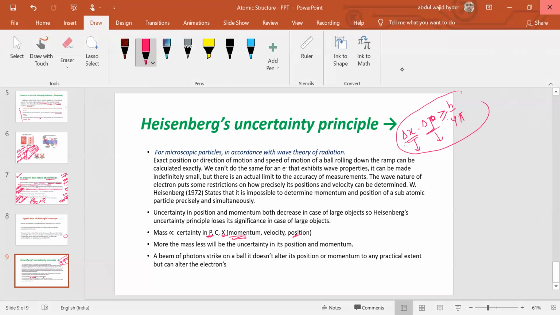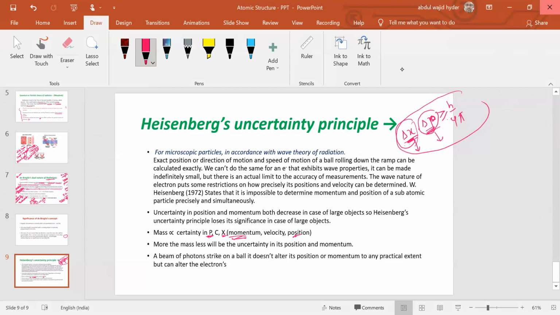See, what does it stand for? What does it mean? This is Heisenberg's uncertainty principle. Change in position and change in momentum of a microscopic object can't be determined simultaneously with certainty.